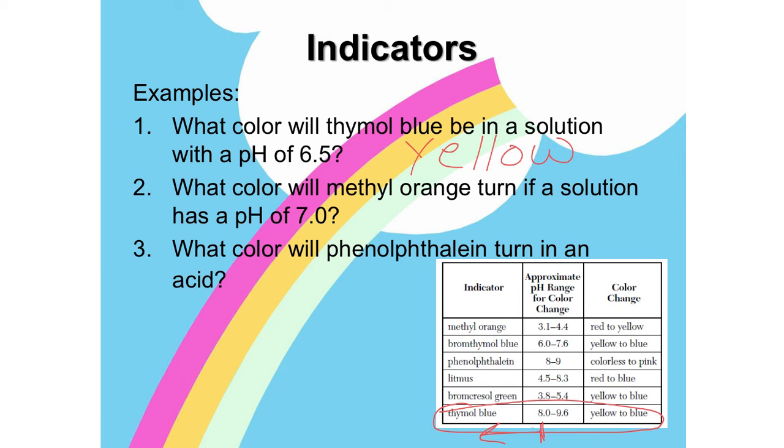Second one, what color will methyl orange turn? So we're looking at methyl orange now. If the pH is 7, so 7 is greater than 4.4. 4.4 was the second number, so this one would also be yellow. Third example, what color will phenolphthalein turn in an acid? So if we have an acid, we have to be below 7. So that would be below 8. So therefore, it would be colorless or clear.